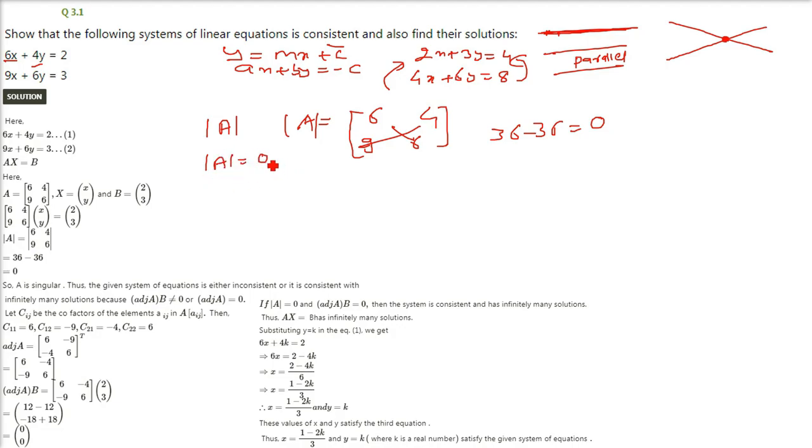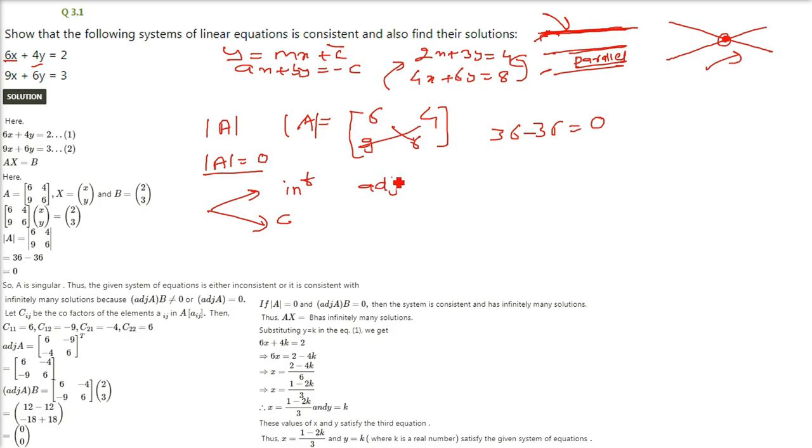When the determinant is 0, that means this matrix is a singular matrix. That means this system of given equations can be inconsistent or it can be consistent with infinitely many solutions. There are two conditions, please remember. Either the equations are inconsistent, or they are consistent, but they are not having one solution, they are having infinitely many solutions because both lines are the same. They are one over one another. So there are not two lines, there is only a single line.